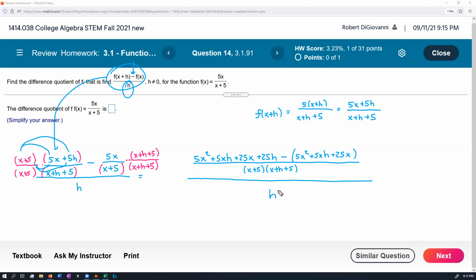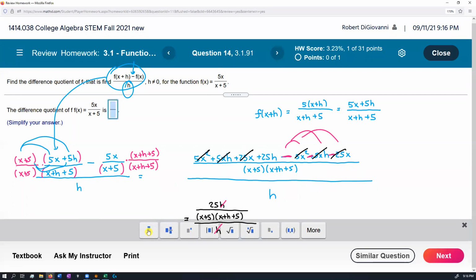Okay, so I'm going to try and save us a step here. Notice that if I distribute this negative through, what really happens is that we lose the parentheses and then everything that was plus becomes minus. So that's a minus, that's a minus, that's a minus. And when we do that, we can see that the 25x's go away, the 5x squareds go away, and the 5xh's go away. So all that's left on top is a 25h over the common denominator, x plus 5 times x plus h plus 5, then all of that over h, and that's real good because that h and that h go away. And so we're there. We have the 25 on top over, in parentheses, x plus 5 times x plus h plus 5.